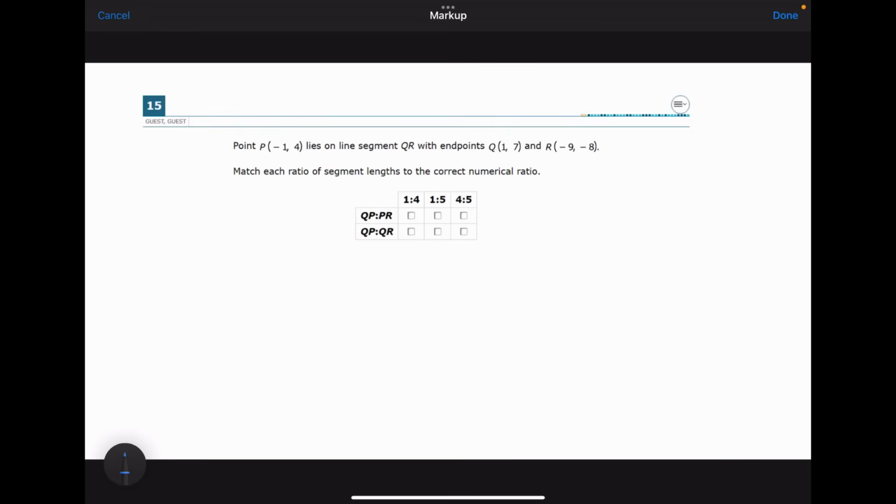Okay, last question, question number 15. Unfortunately, this is a little bit of a longer one, but the fact that we are very close to the end will hopefully get us through this. So let's take a look.